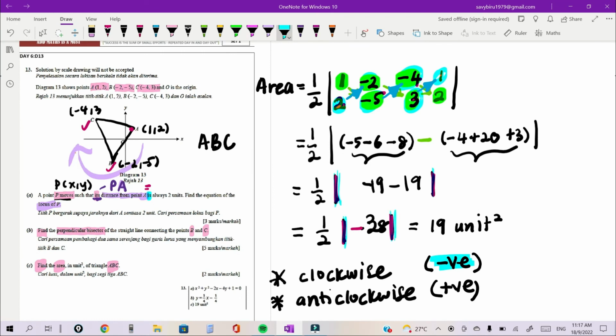Modulus of any negative number is still a positive number. So you tak payah risaulah, either you pergi clockwise or anti-clockwise. Yang penting dia kena ikut flow. Dia tak boleh jam-jam, dia tak boleh lompat-lompat. Contoh kalau you ada A, B, C, D, right? After you list the point A, you cannot take point C. So tak boleh.